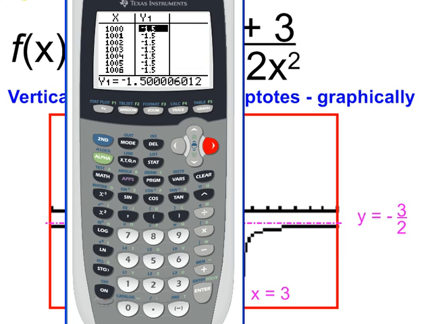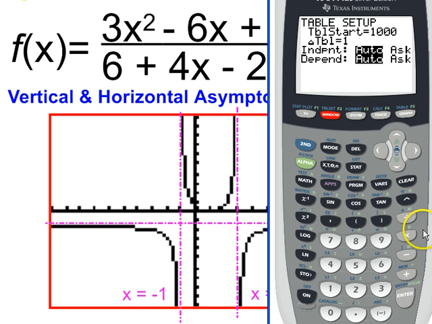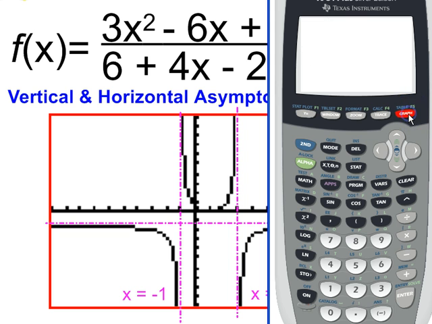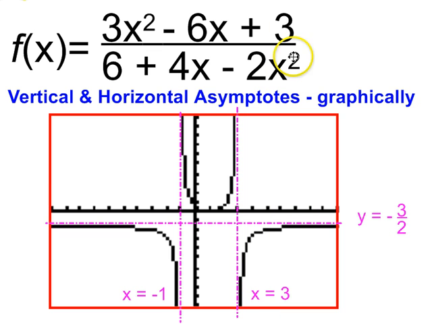Likewise, if I wanted to go to the left, I could go to second table set, and I could type in negative 1,000, go back to the table, and once again it looks like it's achieved negative 1.5, but if I arrow over I can see that no, it's just gotten really, really close, and it'll never reach it. So I hope that made sense. We've explored this and verified this graphically after doing it algebraically.